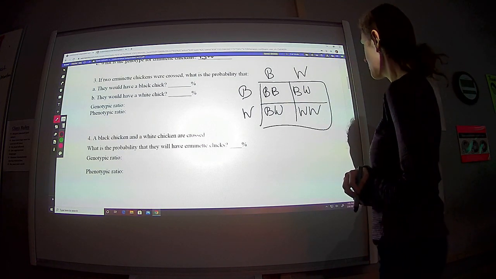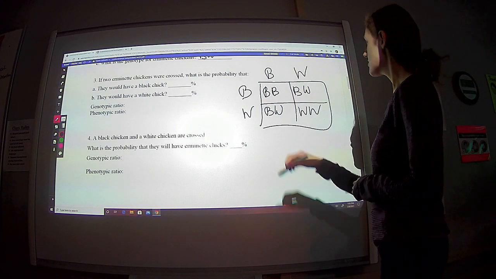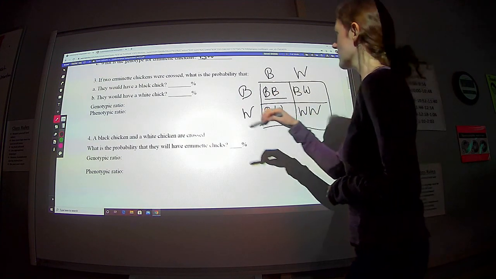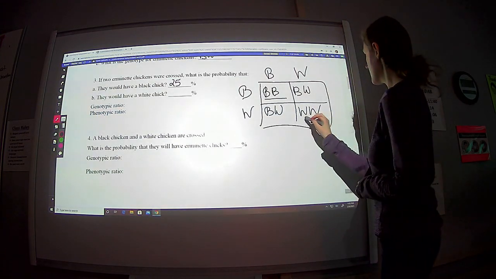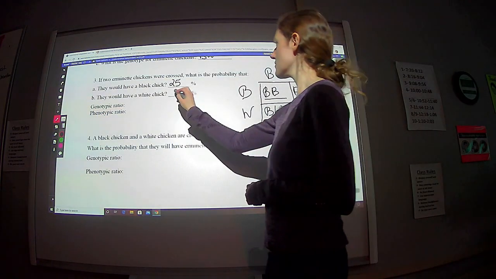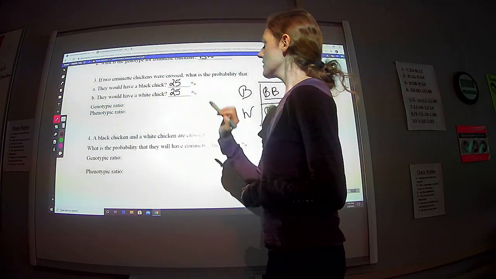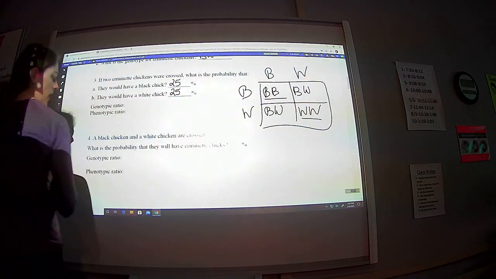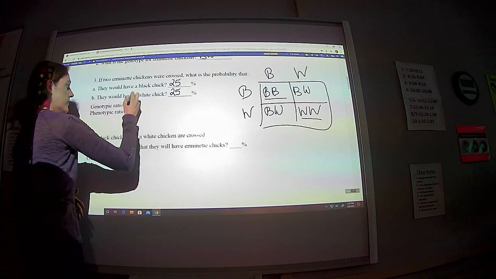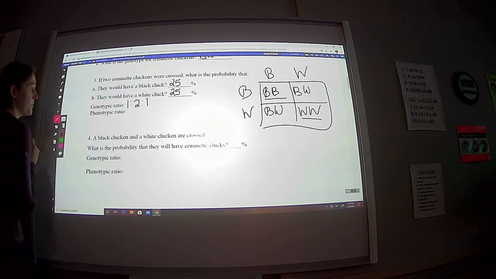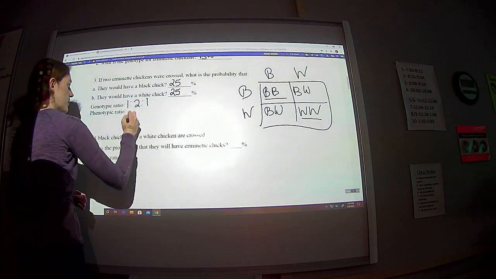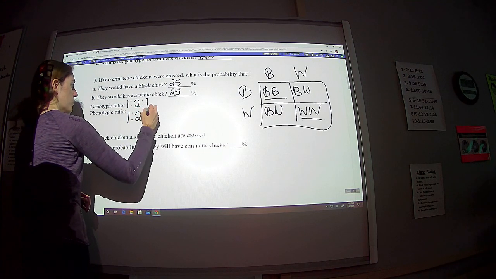The percentage of them having a black chick, so you've got to have two B's for a black chick. And there's just one block that has that, so that would be a 25% chance. The white chick is going to be the two W's, so that's also a 25% chance. The genotypic ratio, we're just going to go alphabetically here. So we have one that's BB, two that are BW, and one that is WW. My phenotypic ratio is going to go black, erminite, white.